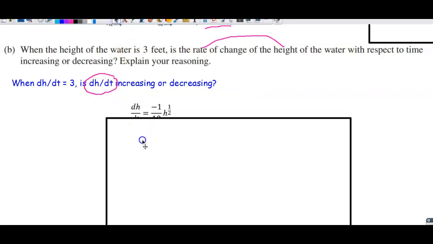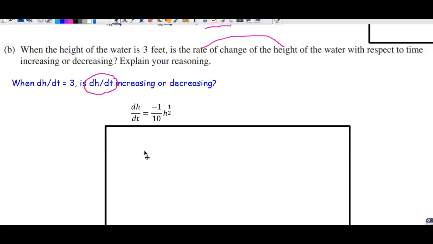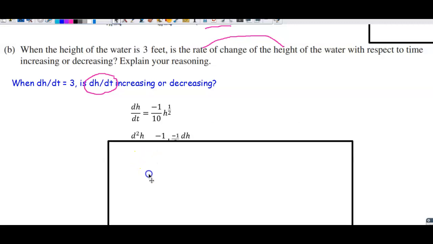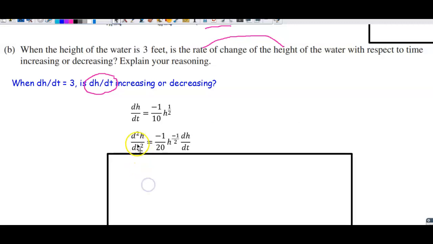So I'm going to begin with dH/dt. That was the formula that they gave me. I'm going to take the derivative on both sides. So the derivative on the left side will simply give me the second derivative, d squared h over dt squared. On the right-hand side, I'm using the power rule, so multiply and decrease the power by 1. There's the chain rule, dH/dt, leave that behind.